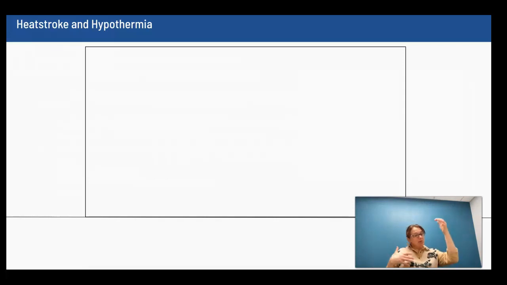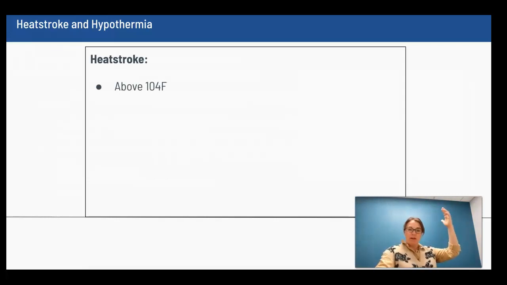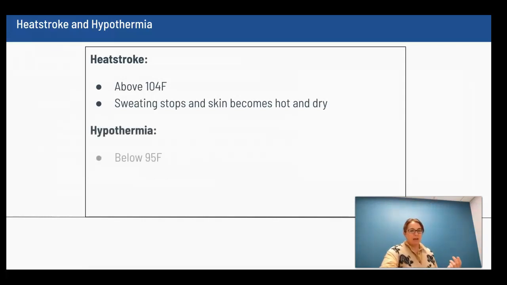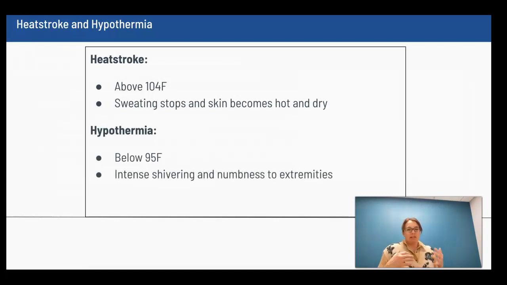If your body is not able to thermoregulate itself, there's two things that happen. You could get heat stroke if you get too hot. You could get hypothermia if you get too cold. So heat stroke would be when your body temperature goes above 104 degrees Fahrenheit, and all those measures that your body was doing to help keep you cool, the sweating stops, and your skin's going to become really hot and dry. It just cannot maintain that homeostasis and thermoregulation anymore. And then hypothermia is when your internal body temperature gets below 95 degrees Fahrenheit. You're going to get intense shivering, again, those little muscle contractions trying to happen, and you're going to get numbness to the extremities, and that's a result of decreased blood flow.